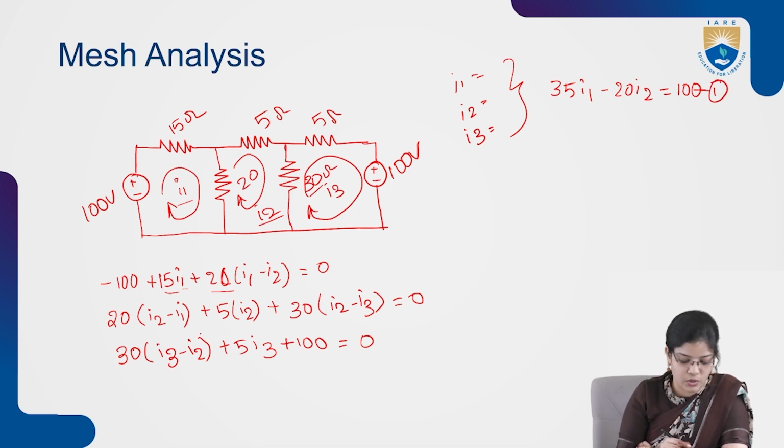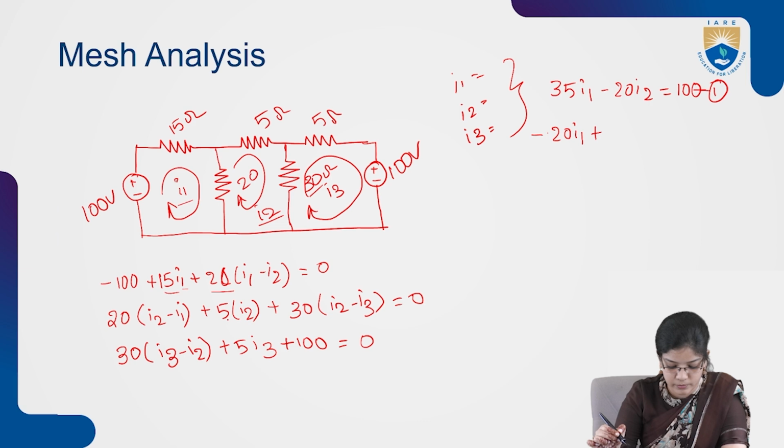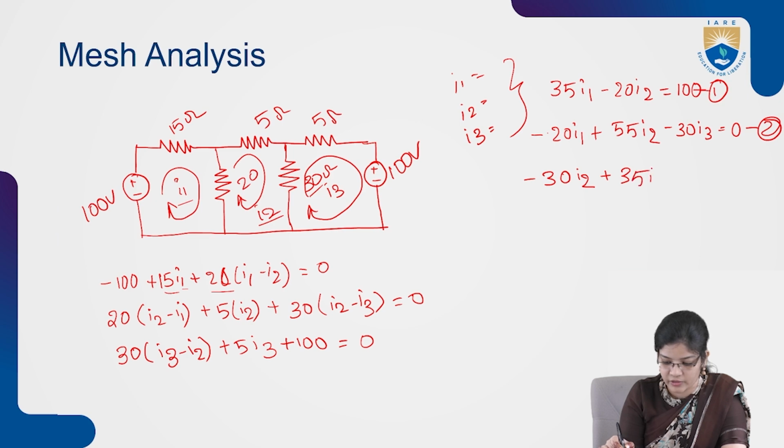Coming to the next equation, the second equation will be written as minus 20 I1 plus 20 plus 5, 25, plus 30, 55 I2 minus 30 I3 equals 0. This will be the second equation. And the third equation will be written as minus 30 I2 plus 35 I3 equals minus 100. This will be considered as equation 3.